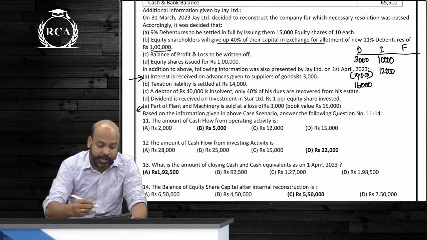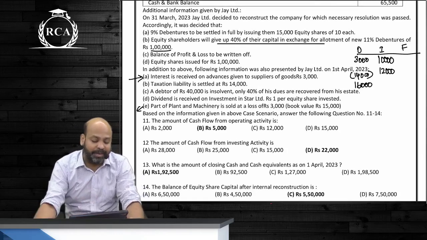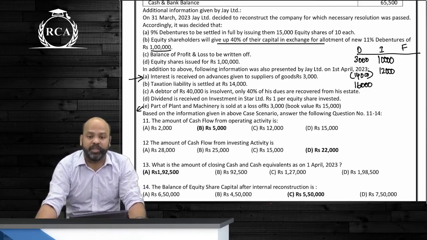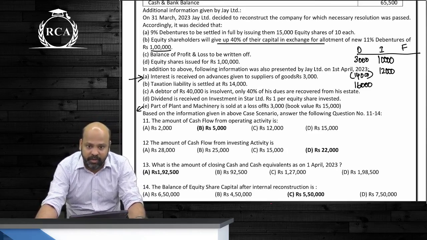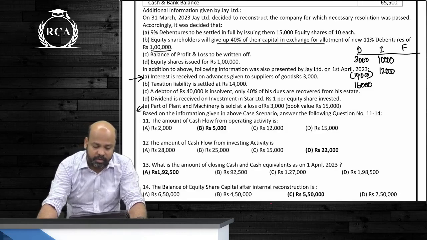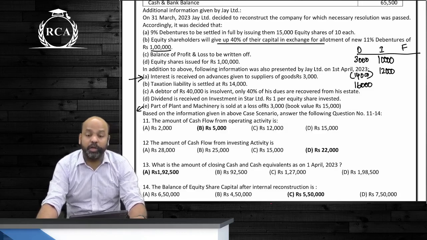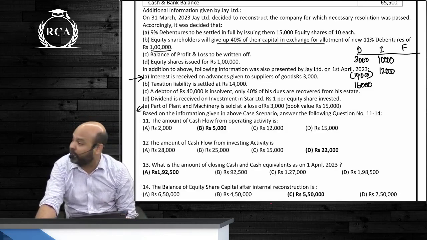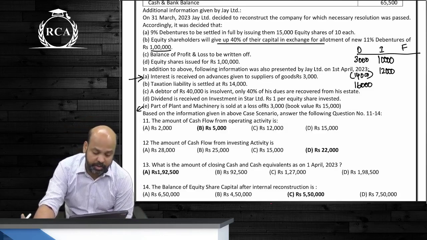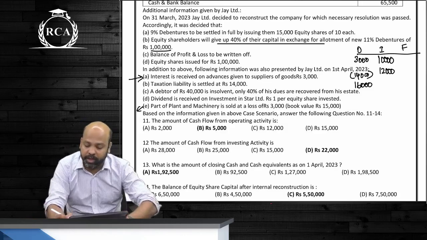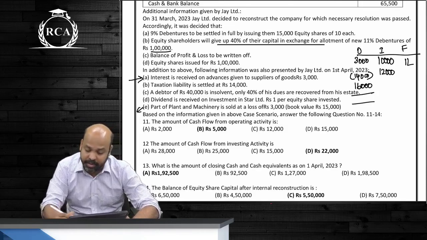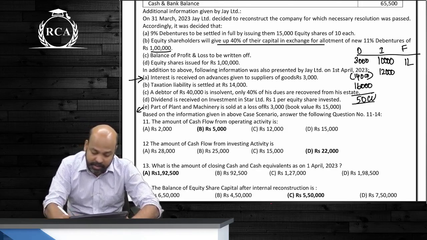Now look at the transactions above. 9% debentures settled in full by issuing equity shares: cash or non-cash transaction? Non-cash. Equity shareholders will give up 40% of their claim: cash or non-cash? Balance of P&L to be written off: cash or non-cash? Equity shares issued for 1 lakh: cash. Now what is the total under operating activities? 5,000. That's the answer to the first bit.